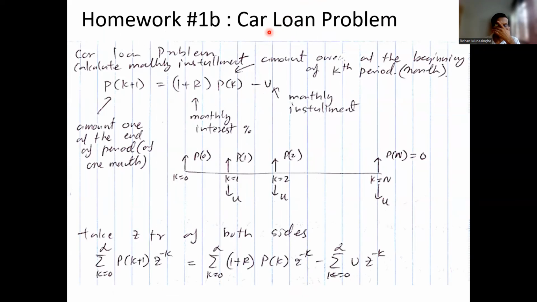Car loan problem. Is there anybody who has taken a car loan or housing loan or any loan from a bank? Please raise your hands. Those who have got a loan from a bank. Only one person? No, this can't be true. Huh? This one? Okay, okay.